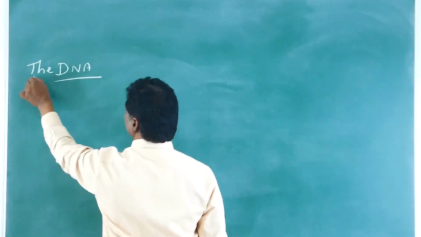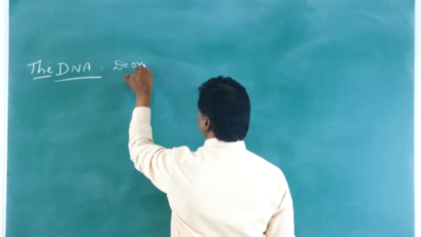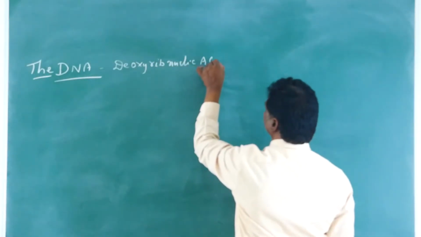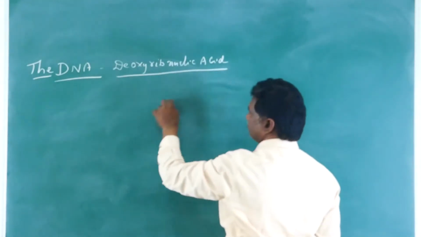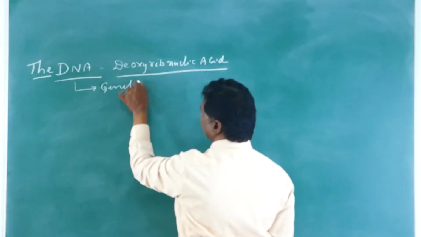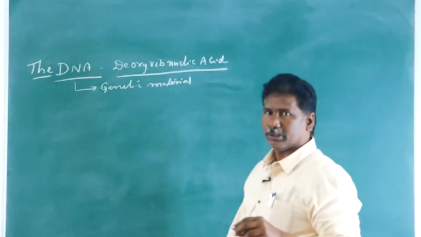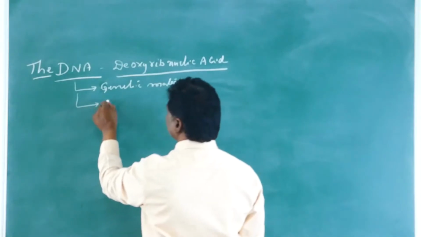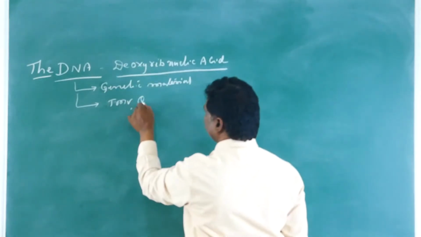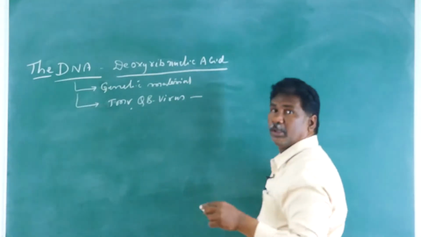The DNA, full form deoxyribonucleic acid. It acts as the main important genetic material. It acts as a genetic material in most of the organisms except some viruses, like TMV and QB virus, which have RNA as the genetic material.